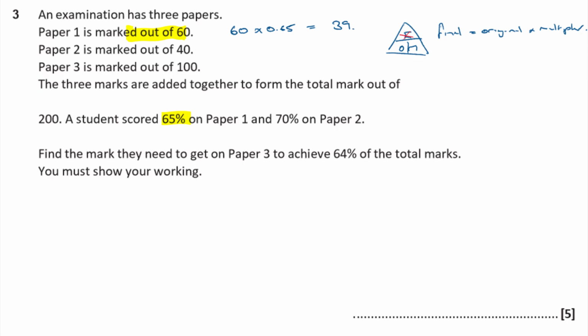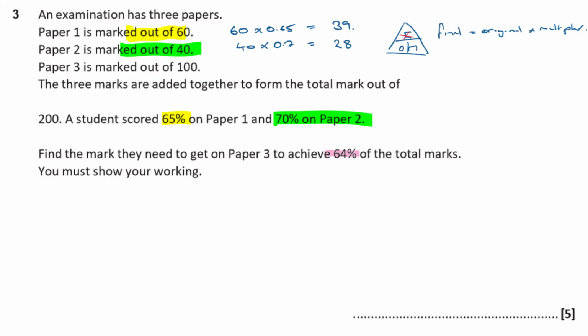Okay, now paper 2 was marked out of 40, and we're told that he got 70% on that. So to work out the number of marks then, that's going to be the original marks times the multiplier of 0.7, and that's going to give me 40 times 0.7, that's 28 marks. Okay, now he wants to score 64% overall.